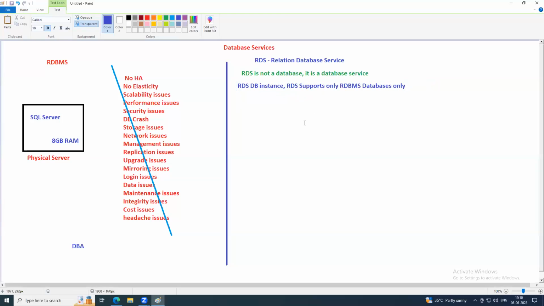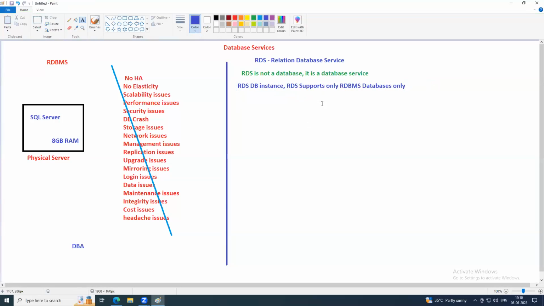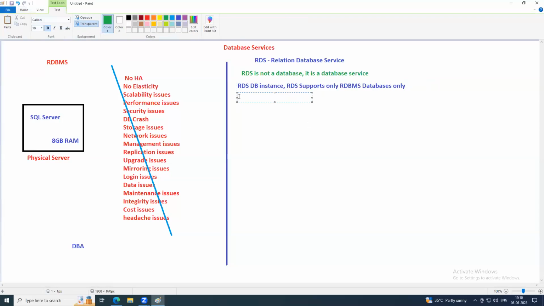So what does this mean? Oh, by the way, if someone asks you what is RDS, can you say this? RDS is a service where you can set up, configure, manage, and maintain RDBMS databases in AWS. Simple. Can we say this?